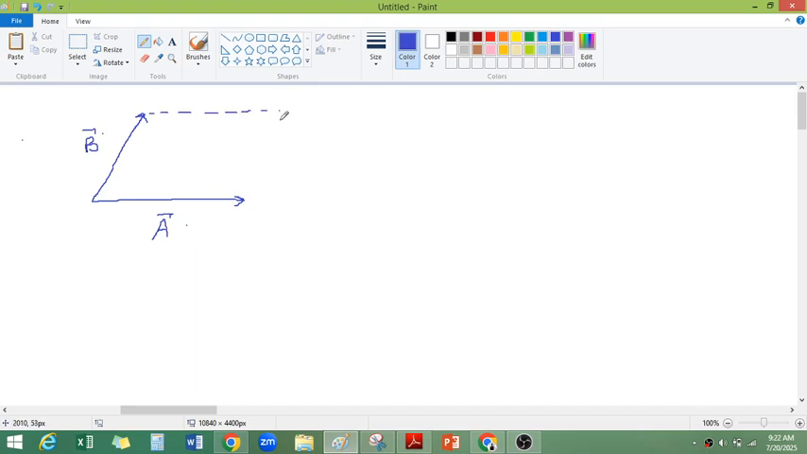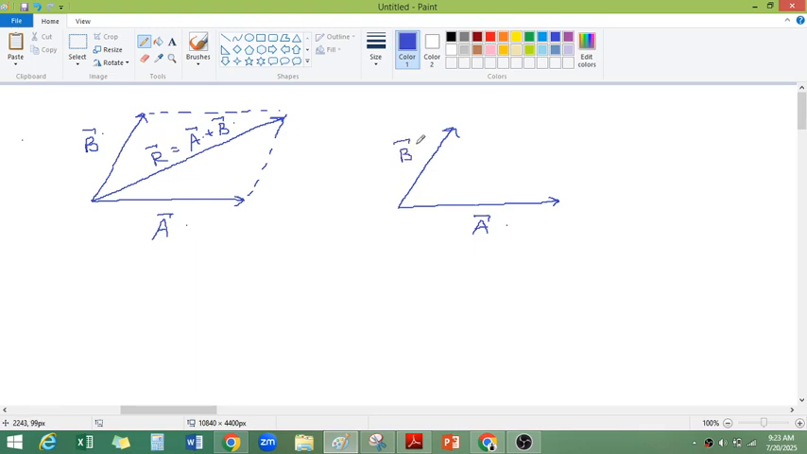You have to form a parallelogram. This is our addition A plus B. So resultant R is equal to A vector plus B vector. So we are adding this and this. But now suppose if I want to do vector subtraction, then what the method we follow is, this is A vector, this is B vector, same as the previous. But we do a trick here. So we say that if this is B, this is minus B.